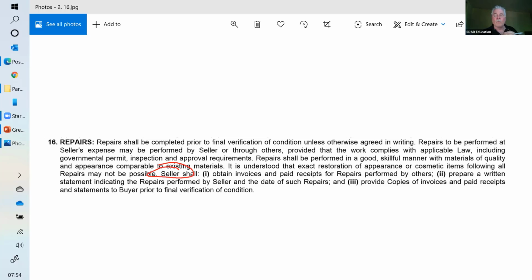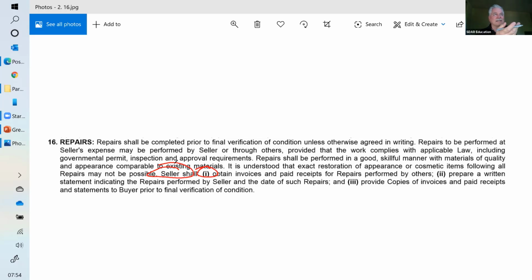Seller shall, one, obtain invoices and paid receipts for repairs performed by others. So if the seller does in fact hire a contractor to do something, which we hope is what they're doing and not their brother Bob, then we need to see invoices, we need to see receipts.